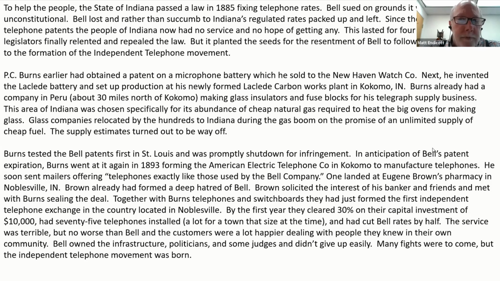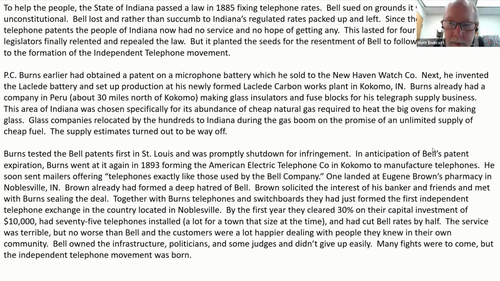But that planted the seeds for resentment, which led to the formation of the independent telephone movement, of which Peter Burns was the leader. Peter Burns had the battery plant in Kokomo, and in 1893 he decided that he was going to make telephones again. He'd done this once before in St. Louis and promptly was shut down for patent infringement. But in 1893, he did it again because the patents were set to expire for Bell, I think in late 1893 actually.